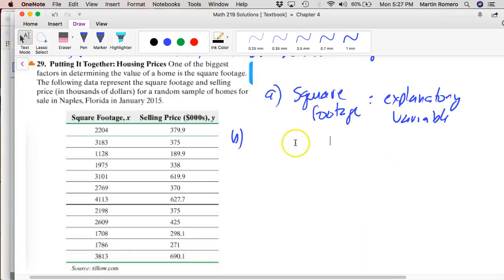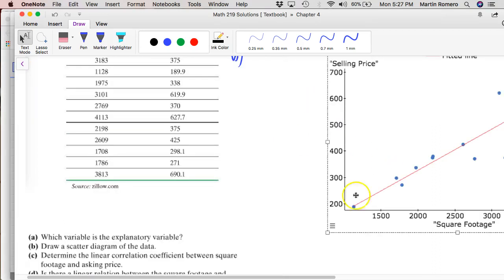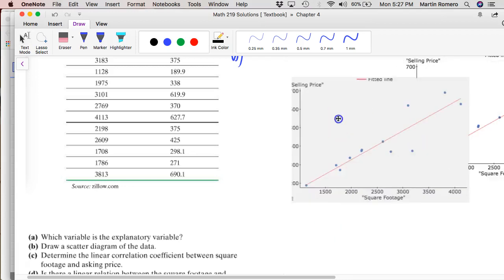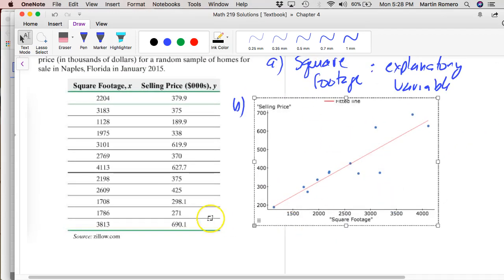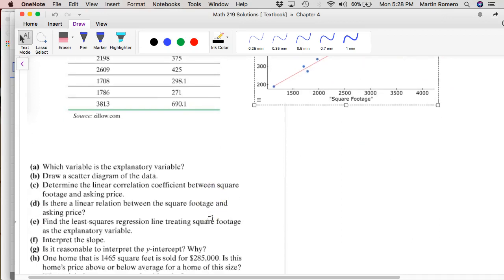So you make sure you have the graph, some quick sketch. Again, on paper, just make a quick sketch. So there's our graph for that. We definitely have a relationship. So that's your part B. Determine the correlation coefficient between them. And so let's go ahead and do that.